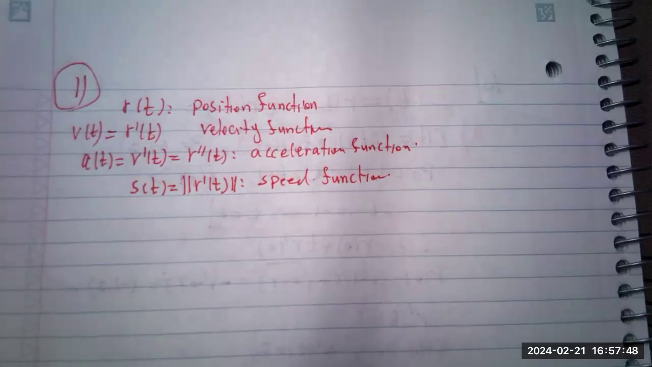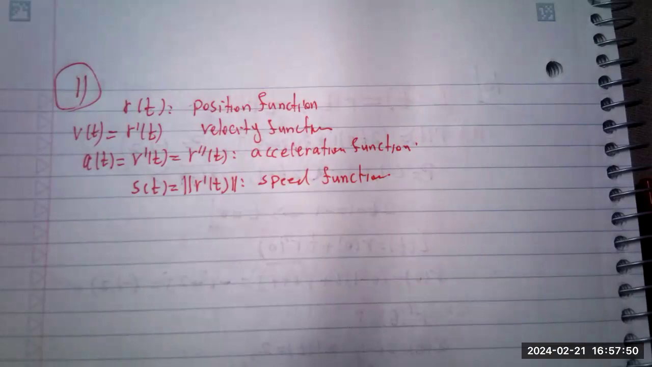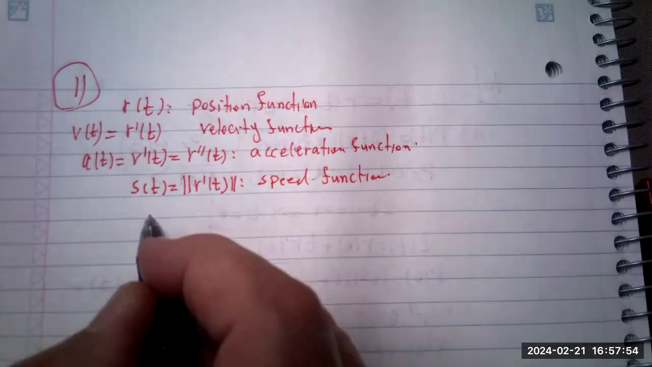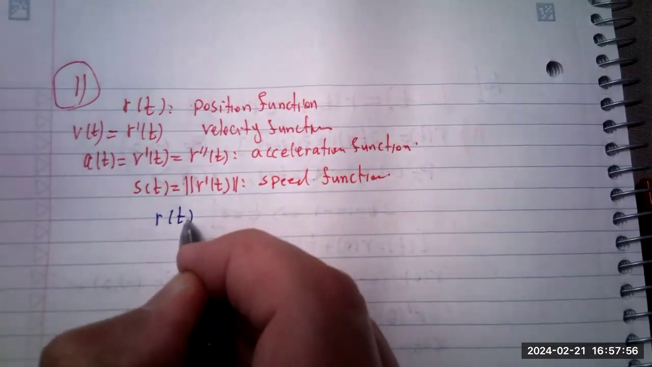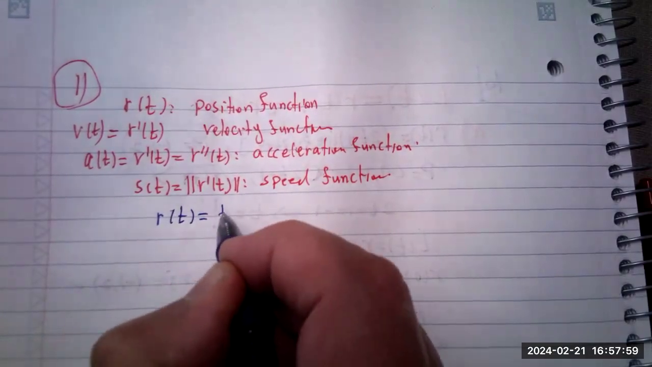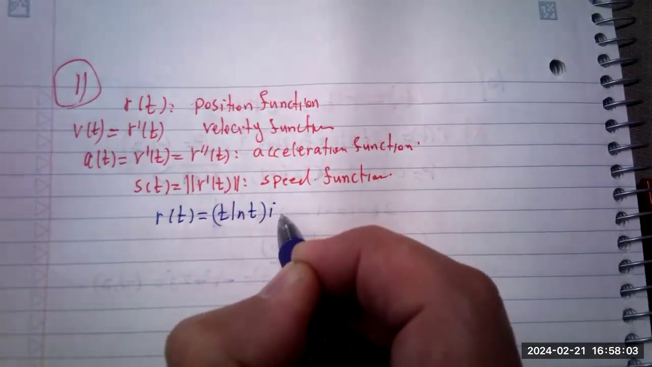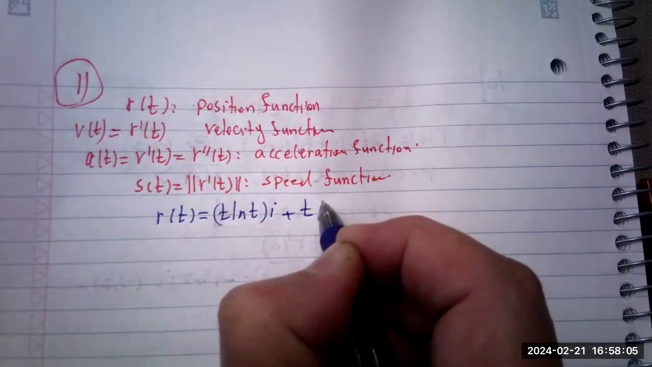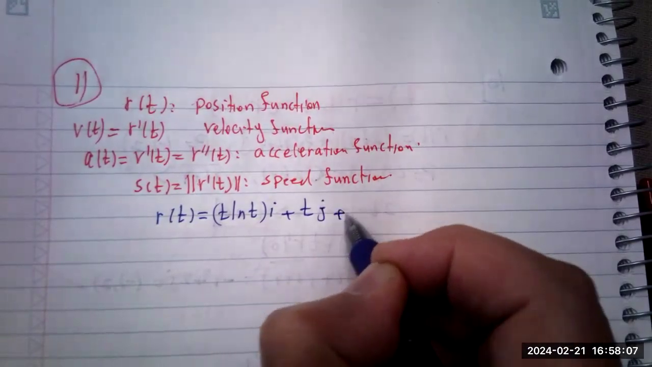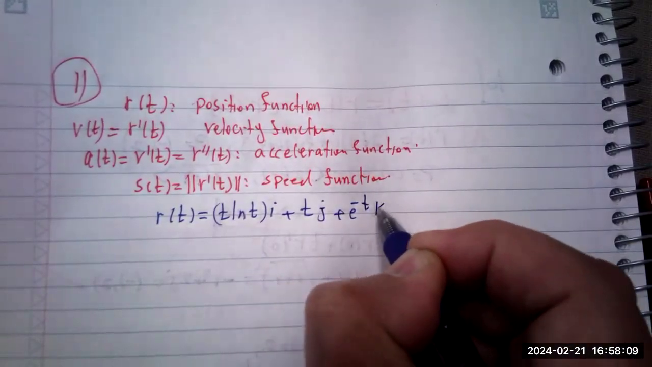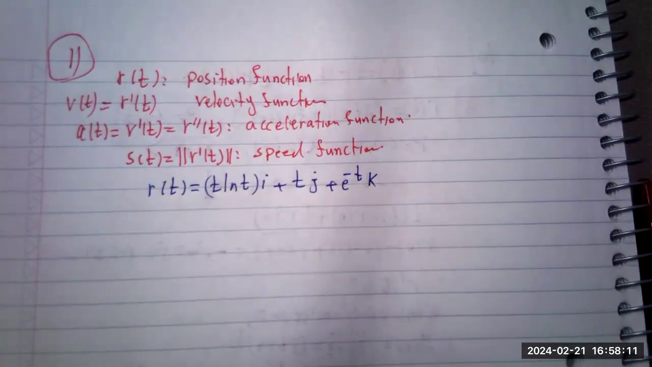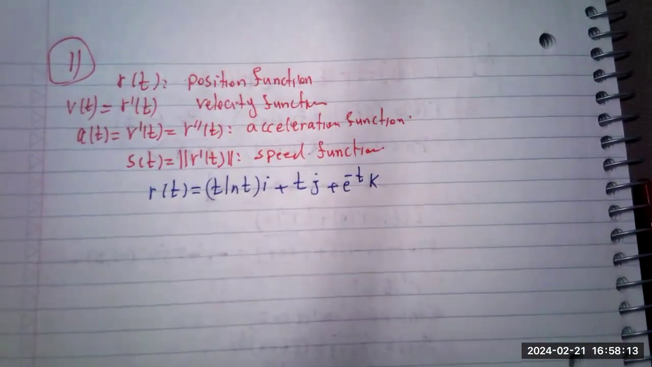And the first one is just r of t is given to you. You want to find these quantities, all of them together. So this is r of t: t ln t times i plus t times j, and e to the negative t k. So that's straightforward. You just differentiate and list whatever they like or you've been asked to.